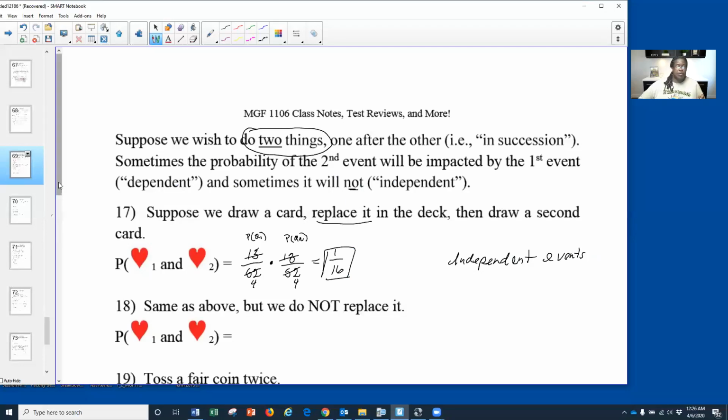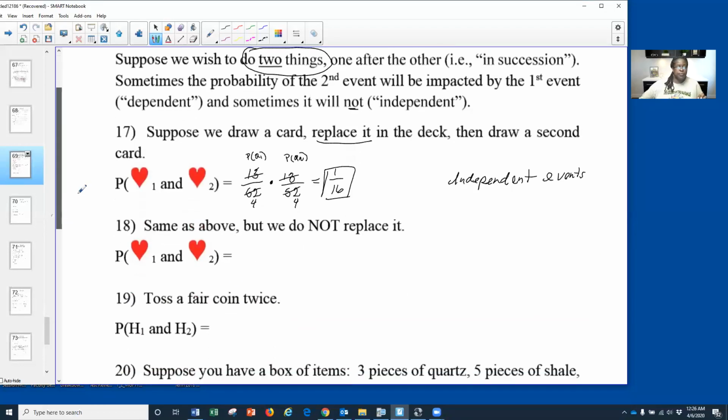Now let's look at the second one. Same as above, but we do not replace it. So now we shuffle this deck. We pull, probability that we got a heart, right? We put the card off to the side. We shuffle the deck and we pull again. Now you see what happens?